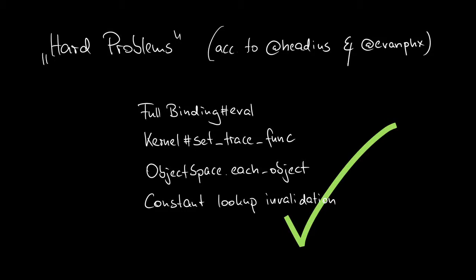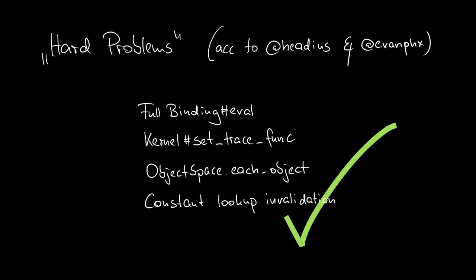Didn't really lose much. Set trace func, pretty expensive, and object space each object isn't actually even activated on JRuby by default. We have those. Constant invalidation. Hedius felt that that's kind of hard, so we made sure that we're right in that part. So we implement these features from Ruby, and we're still very fast, which is nice. However, for good benchmarks, we're still missing so much.